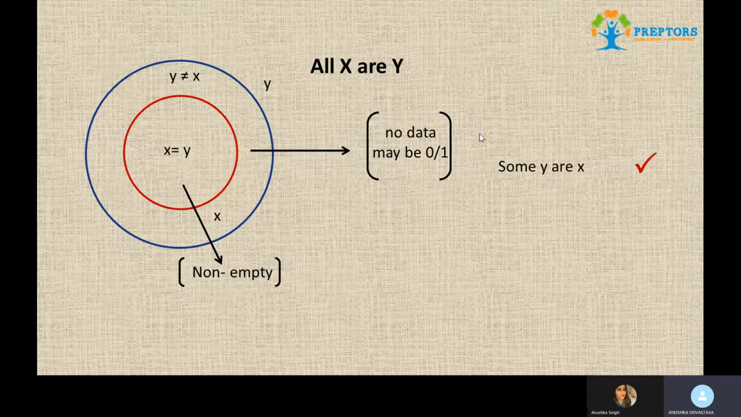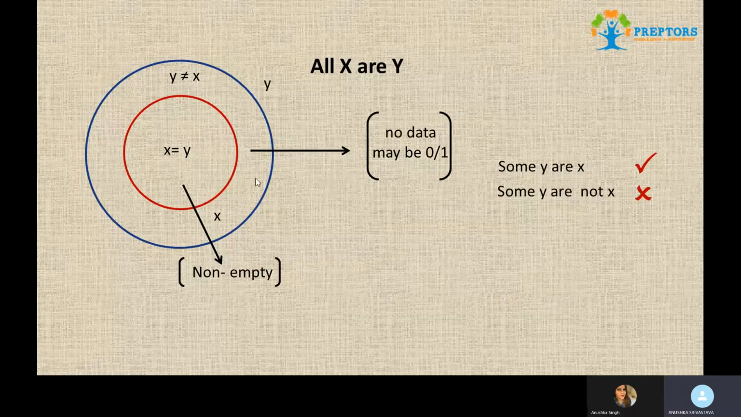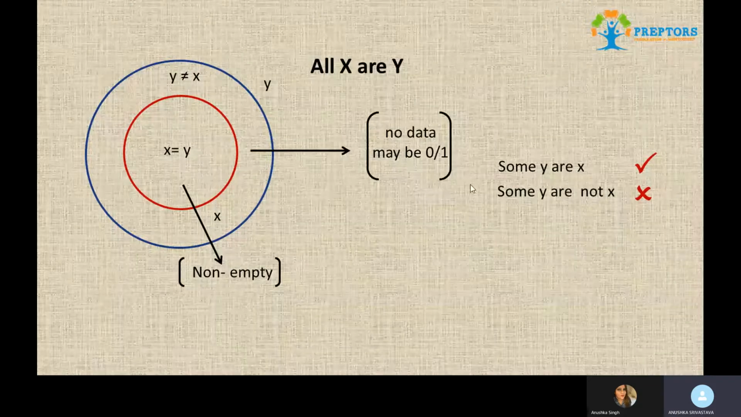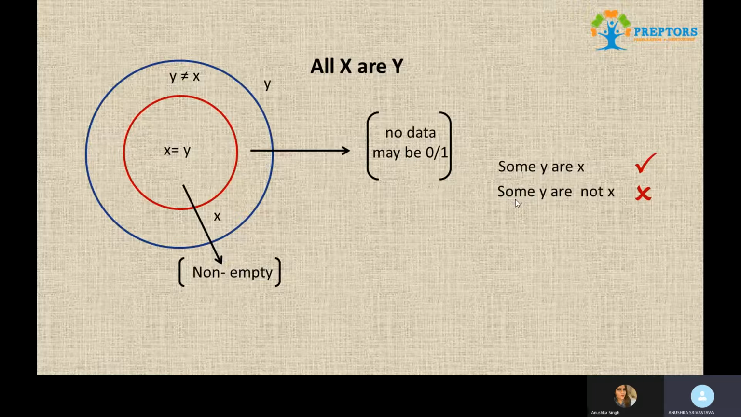Now from this, if I were to conclude some y are x, let us see, this is y, even in this some y will be x, and even if I consider this red circle wherein x is equal to y, so all y become x, so some y are definitely x, right? When I say some y are not x, in this diagram, yes, there are some y which are not x. So this is the diagram, this blue part, the outer circle, some y are not x. But in this, all y become x. So hence, some y are not x is not true.